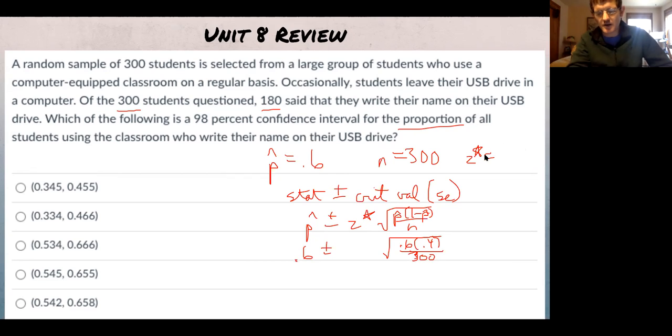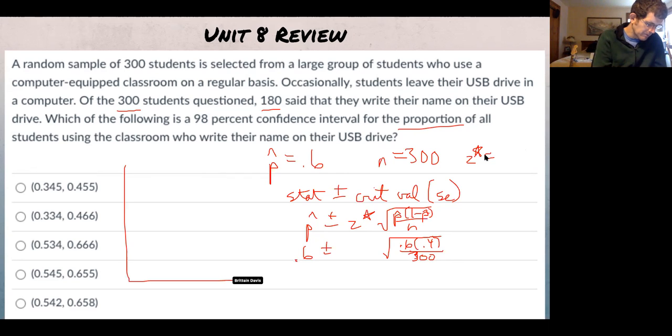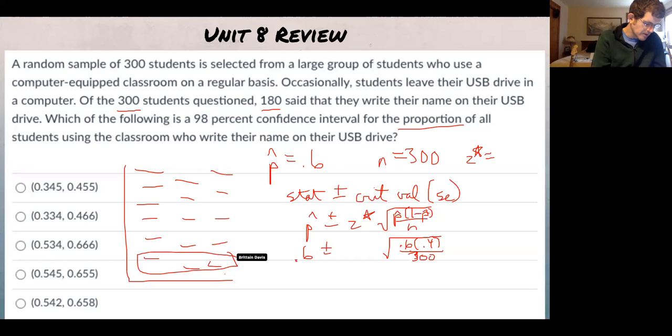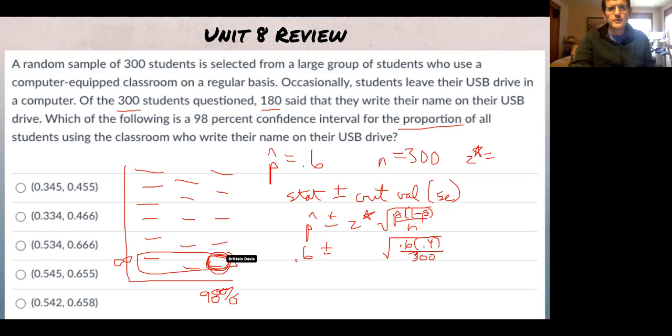Because it's a Z star, it's going to be the bottom row of table B. So you got table B with all these values. If we go down to the very bottom row, this is where the degrees of freedom is infinity. I would just find where my 98% confidence level is, and find that value on the very bottom row. I will do that off screen real quick, but you guys can look that up on your own.